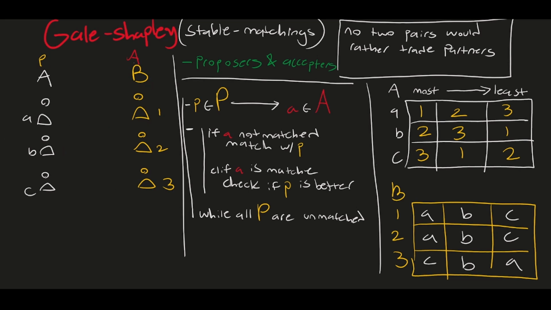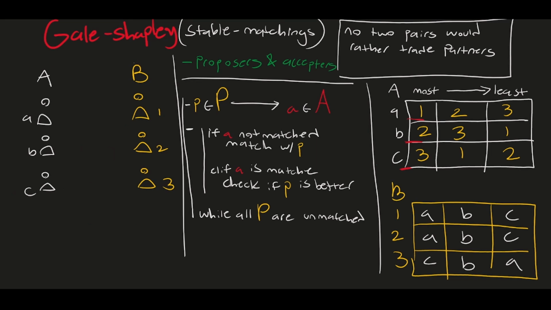So now let's work through the example we have here on the right. Let's say A proposes first. We see that A likes 1, so A proposes to 1. They match. B likes 2. B proposes to 2. They match. C likes 3. C proposes to 3. They match. And that's if A proposes first.